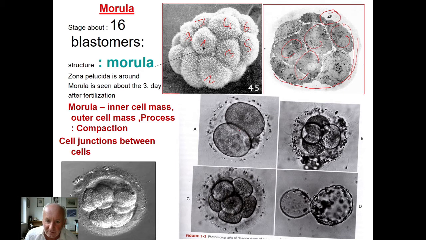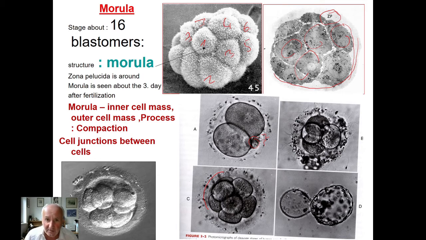You see here 2 blastomeres and the polar body. This is the zona pellucida. You see 4, maybe 1, 2, 3, 4, 5, 8 blastomeres. The zona pellucida is around. And now a new important thing happens: some different cell junctions between cells in the morula. This procedure is called compaction, and we can somehow see 2 basic parts or layers in the morula.